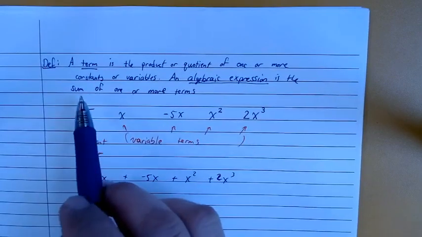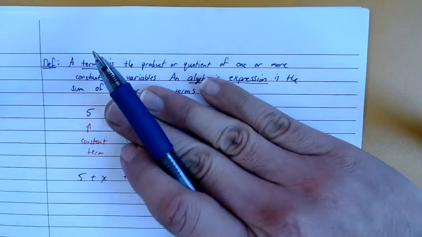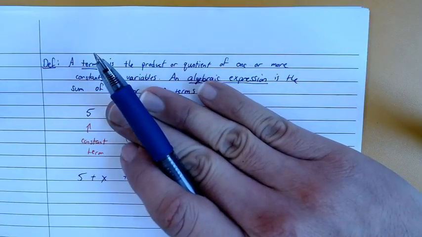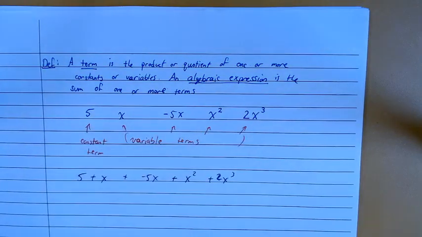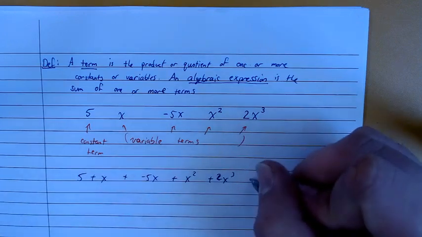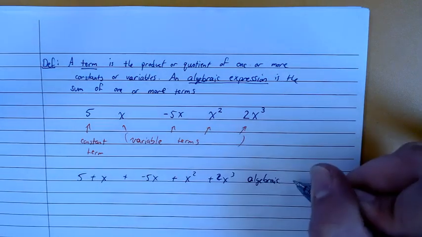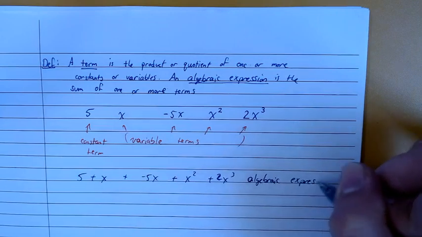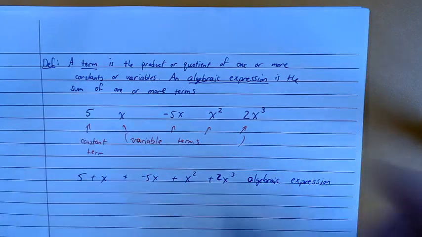Incidentally, since it's the sum of one or more, if I only took just that term, that on its own is also an algebraic expression. Any one of these terms on their own is an algebraic expression. But if you add several of them together, that also qualifies. This algebraic expression is made up of 5 terms.